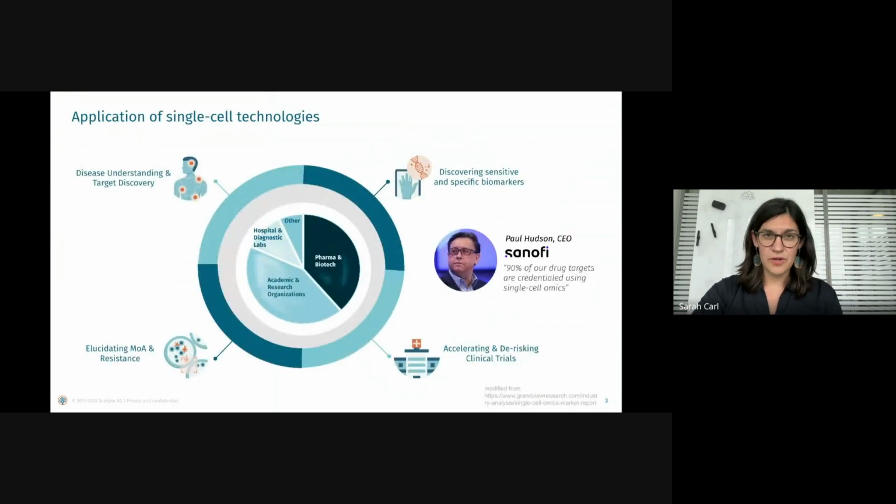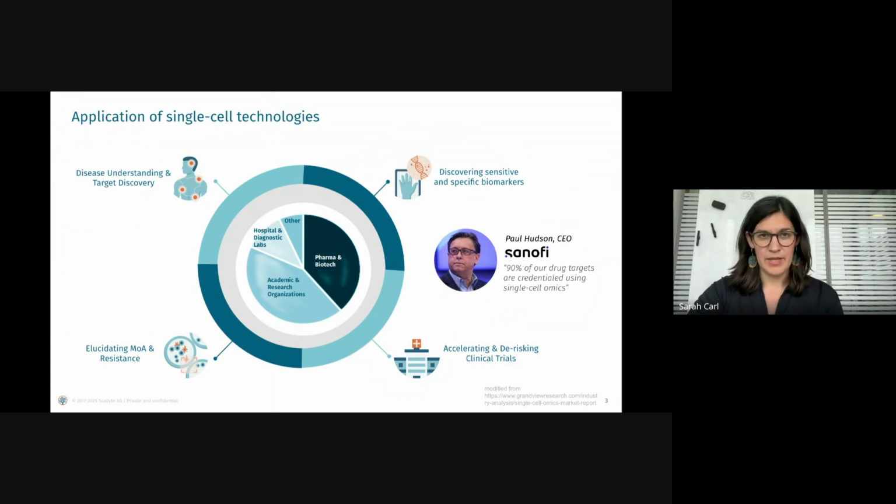We already see a strong adoption of single-cell technologies by pharma and biotech companies, primarily in the R&D space. For example, in driving a deeper understanding of diseases and in target discovery. This could be through unraveling cellular heterogeneity in disease, identifying rare pathogenic cell types, and pinpointing novel therapeutic targets with cell-specific resolution. Single-cell can also be used for elucidating the mechanism of action and resistance, thereby creating an unbiased and comprehensive map of how patients react to new drugs.